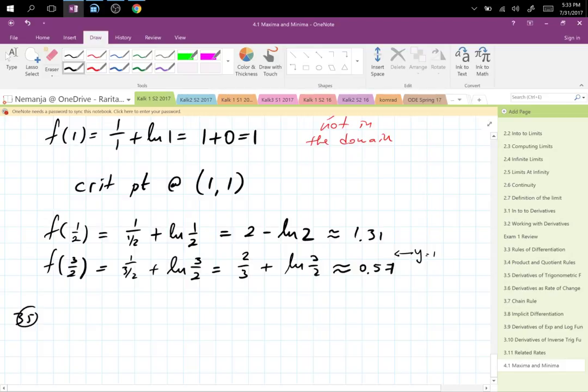Here's problem 35. So f of x is equal to x squared root x plus 1. All right, let's see what you get.